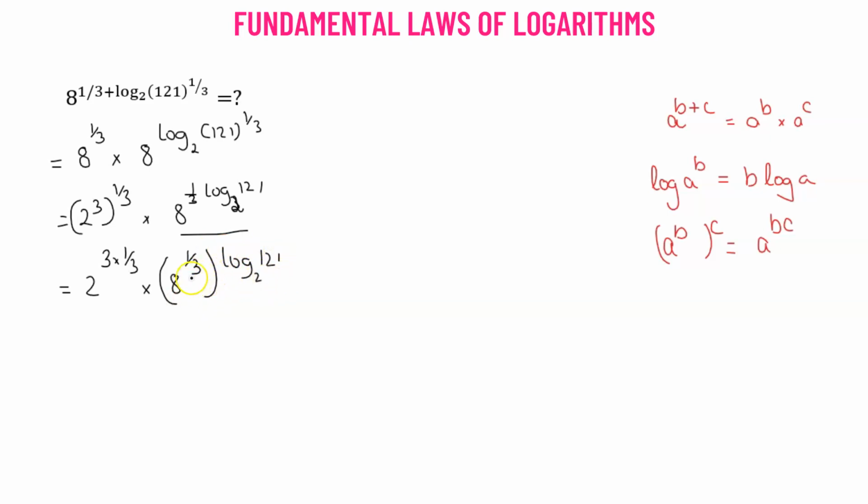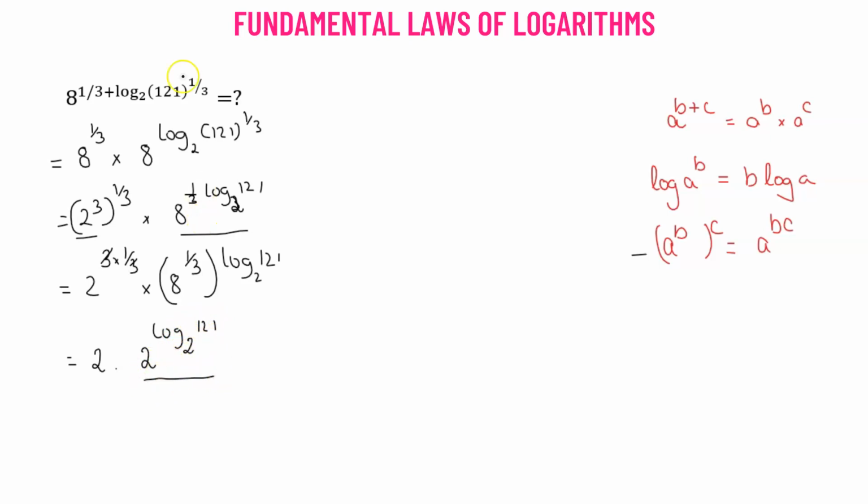This means exactly the same thing. So here we have used this property as well. Now this 3 and this 3 cancel out, so we have 2. And 8 raised to the power of 1/3, which I've just worked out, this value is also going to be equal to 2. So 2 raised to the power of log of 121 with a base of 2.